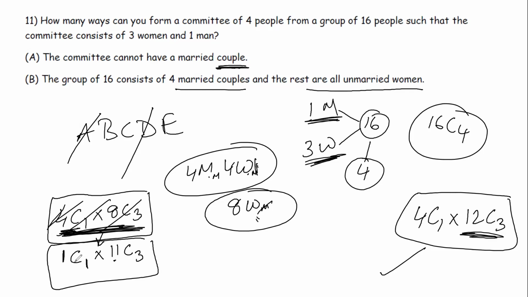Picking up 1 man and making sure his wife is not there, correct? And like that, multiplied by 4 because we do that for each and every man. There are four men, right? Four married couples. So if I pick the second man, let's say this is man A, then same thing for man B. If I pick man B, 1C1 into 11C3, I make sure that his wife is not there.